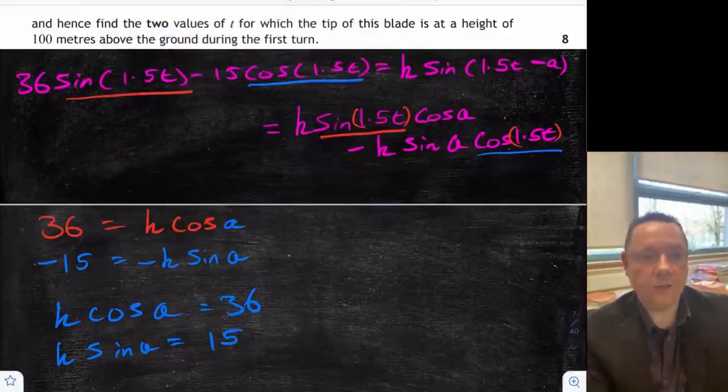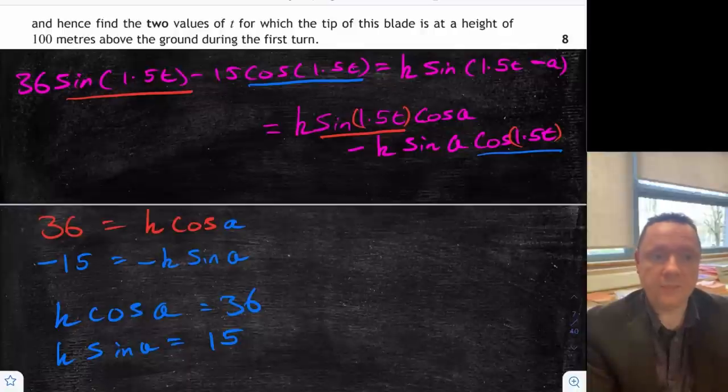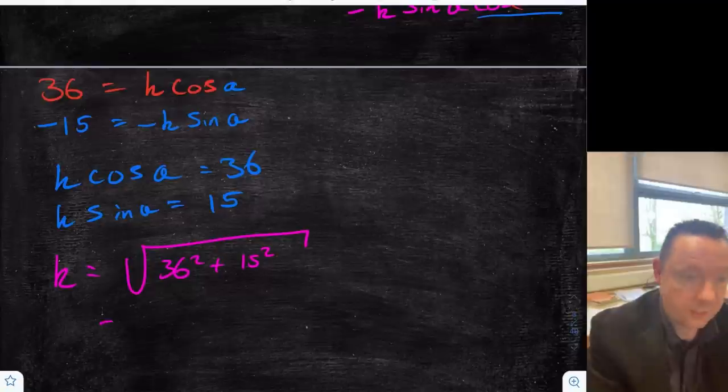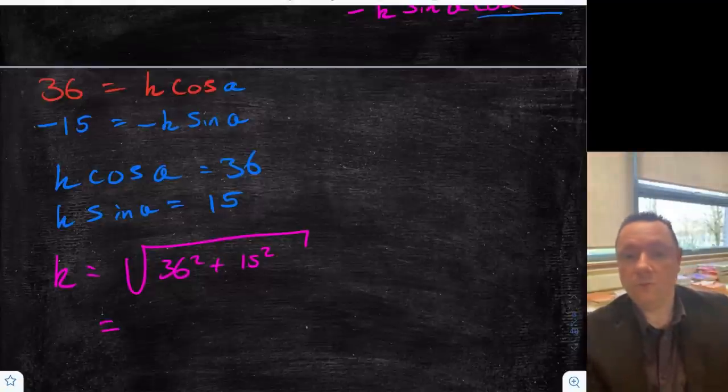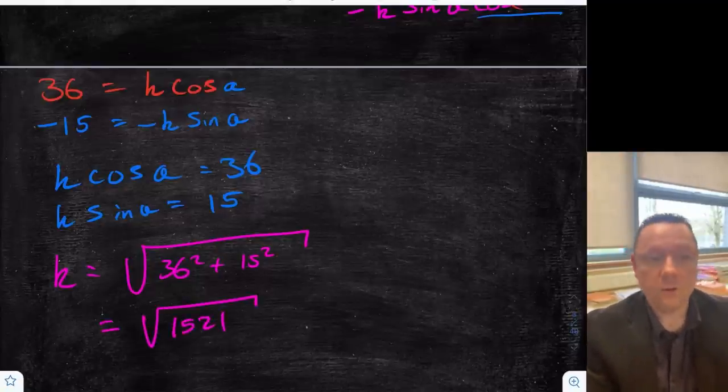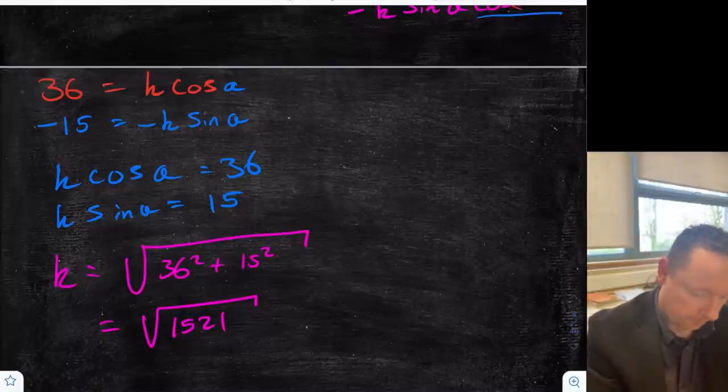And now we're ready to get our k, because sine squared plus cos squared equals 1, that means our k squared will be 36 squared plus 15 squared. So in other words, k is equal to the square root of 36 squared plus 15 squared, a bit like Pythagoras. So that is the square root of 1521. Use your calculator to verify that. And the square root of 1521 is 39. So we know that k is equal to 39.